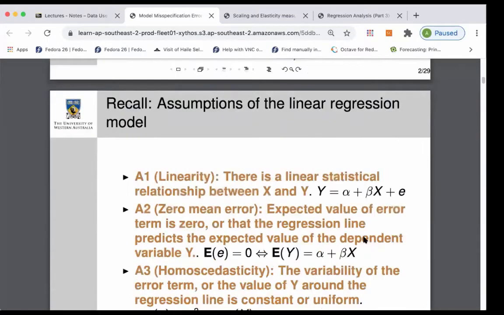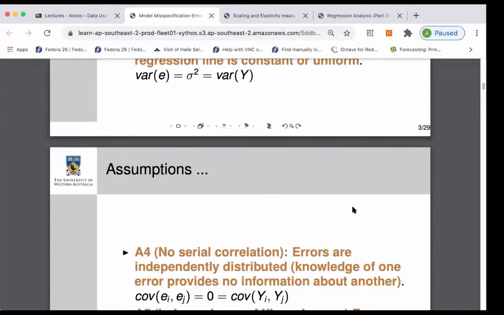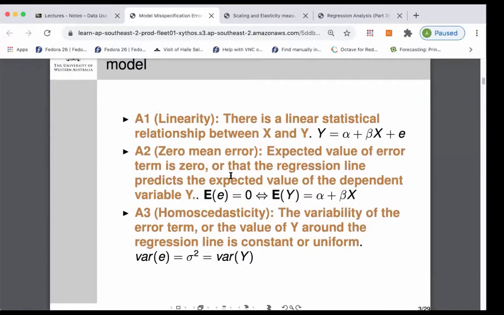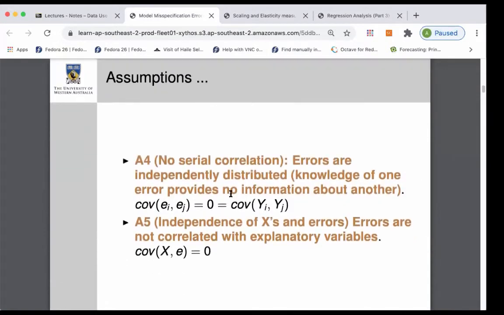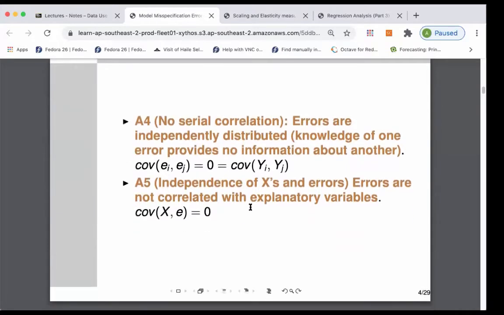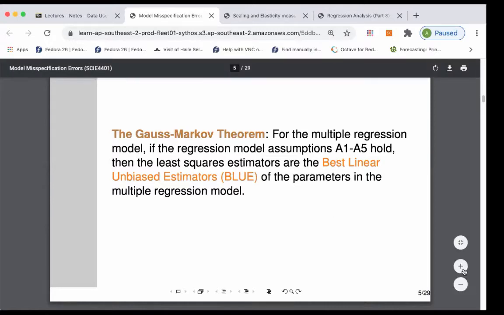The model has assumptions. In general, if the model satisfies the assumptions which we have listed here, linearity and zero mean error, homoscedasticity, which means the variance for the errors doesn't vary, and there is no serial correlation, and your explanatory variables are not related to the errors, then the Gauss-Markov theorem applies to your model. And what does the Gauss-Markov theorem say? Well, for a multiple regression model, if the regression model satisfies assumptions A1 to A5, then the least squares estimators are BLUE. Now, BLUE means best linear unbiased estimators.